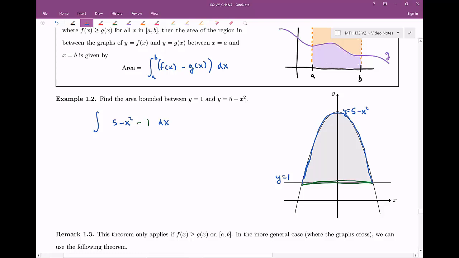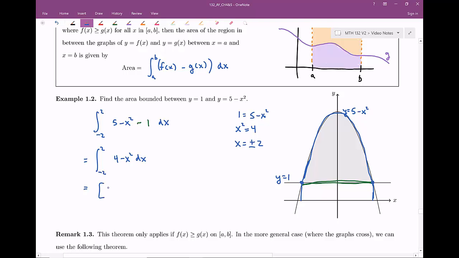Now we need to figure out what my bounds of integration should be. I should start and stop where these things cross. So where do they cross? That's an algebra question, right? We set these things equal to each other. So 1 is equal to 5 minus x squared. That gives us x squared is equal to 4. Therefore, x should be equal to either plus or minus 2 after taking the square root. So if I want to find this area, I'm going to be integrating from negative 2 to 2. In this case, 5 minus 1 would be 4 minus x squared. And again, we're integrating from negative 2 to 2.